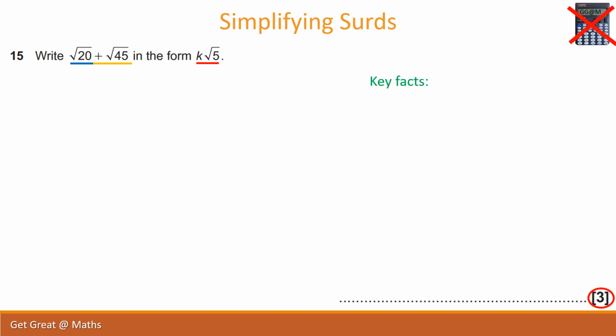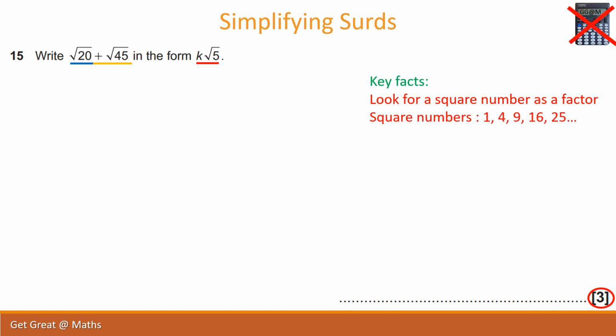Now to be able to do this question, we need to know some key facts. When you're looking at surds and you're simplifying them, you need to look for a square number. There are going to be 2 numbers that multiply to give each of these numbers under the square root, and one of these numbers must be a square number. So we must look for a square number as a factor. Your square numbers are the numbers 1, 4, 9, 16, 25, etc. Because 1 times 1 is 1, 2 times 2 is 4, 3 times 3 is 9, 4 times 4 is 16, 5 times 5 is 25, etc.